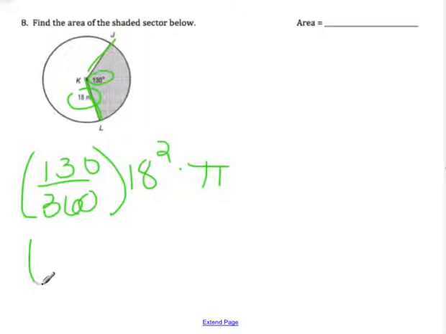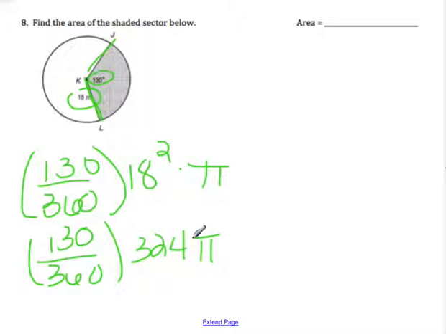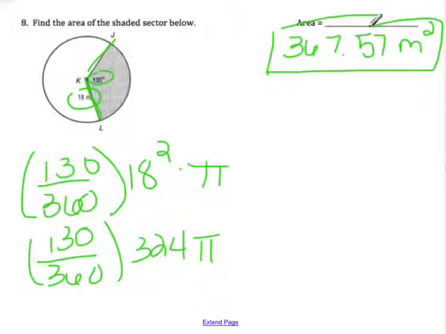So then I end up getting 130 divided by 360 times 324 times pi. So you can go ahead and type that entire thing into your calculator as I have it written here. So 130 divided by 360 times 324 times pi. So for your area, that's going to give you 367.57. And then we're going to do meters, and then it's going to be squared because we're talking about an area. So that's just the area of this shaded region right here.